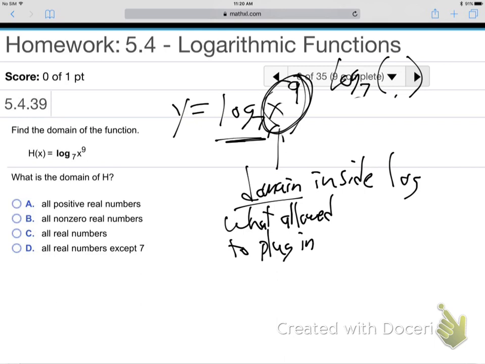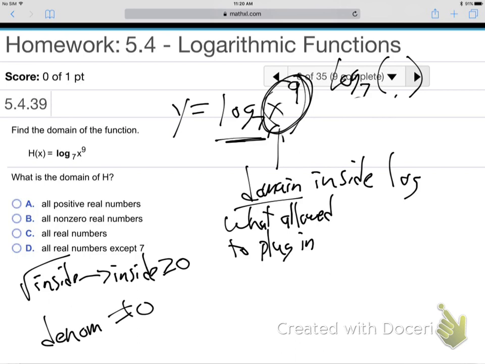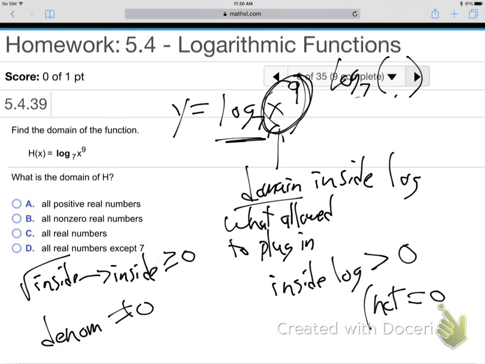Remember, what do we have so far? We have the square root. Inside of a square root, we ask, what can you plug into a square root? It's got to be greater than or equal to 0. Can't be negative. Then we have denominators. That cannot be 0. Whenever you plug into a denominator, it cannot be 0. So those are the two conditions we have so far for domain. We're going to add one now for logs, and that is the inside of a log must be greater than 0, not equal to 0, and not negative. You can't put a negative in a log or even a 0 in a log.